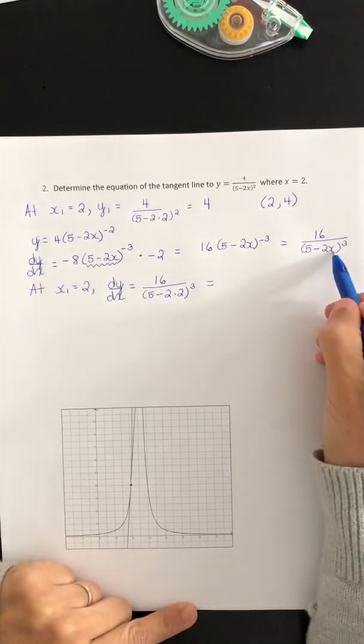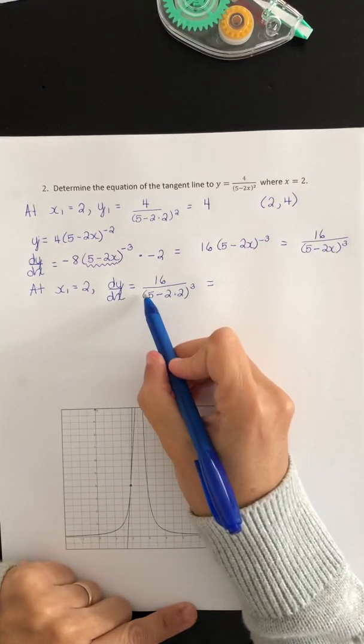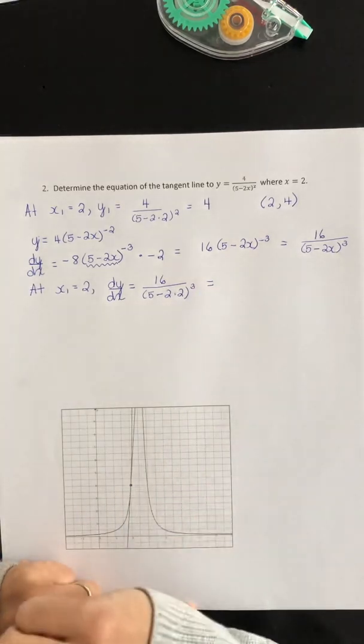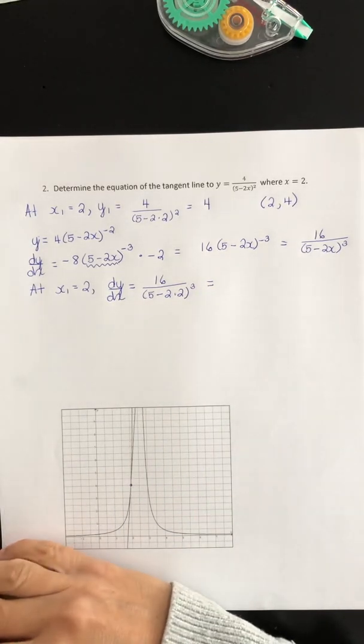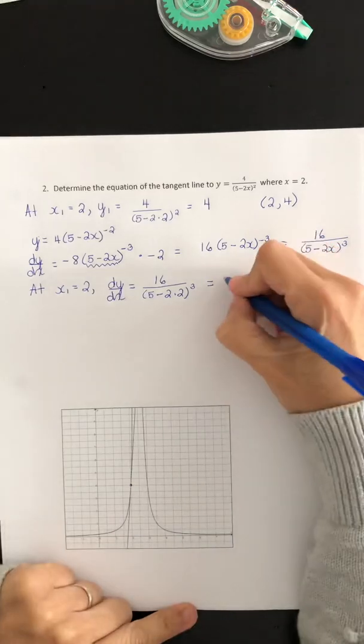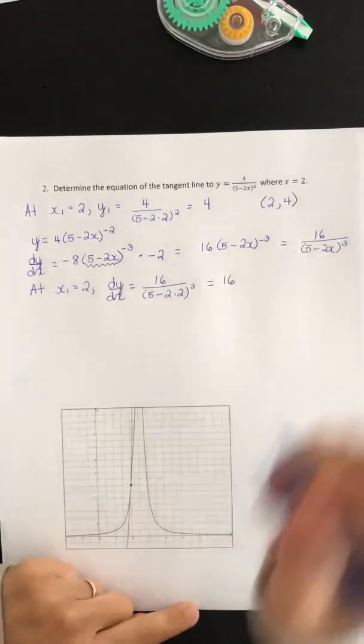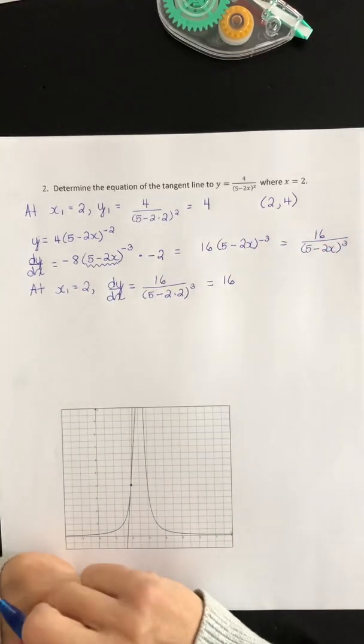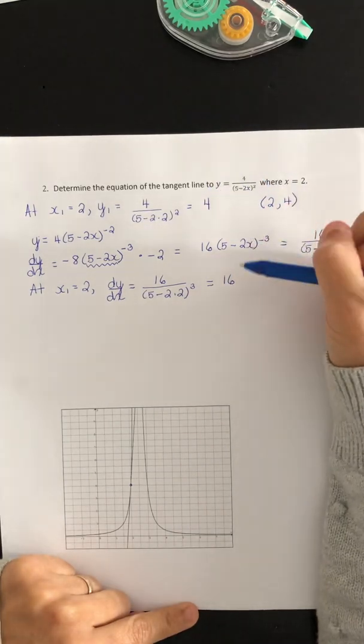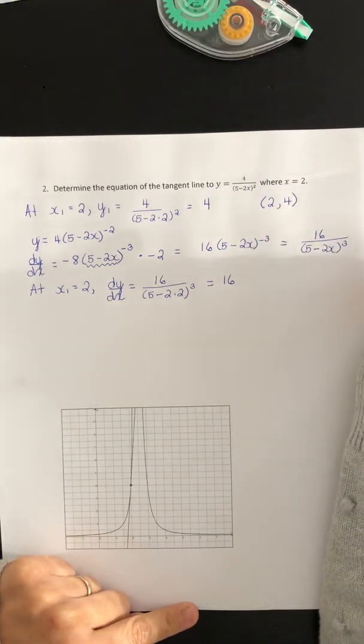So we substitute x is 2. Now again, this is 1 cubed in the denominator. So we get 16 over 1. The slope of the tangent line to the original curve is equal to 16 when x is 2.